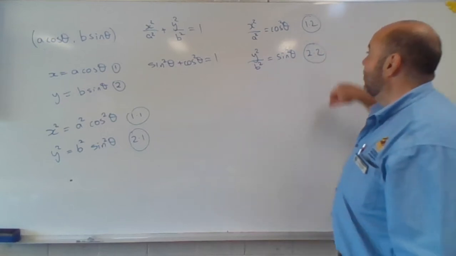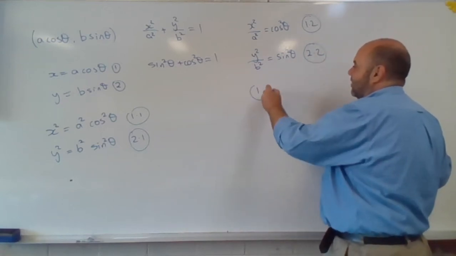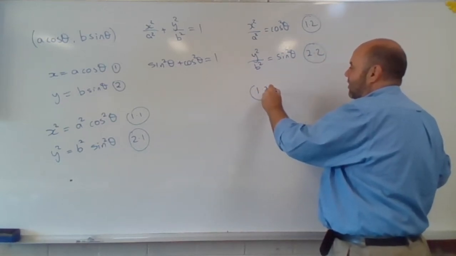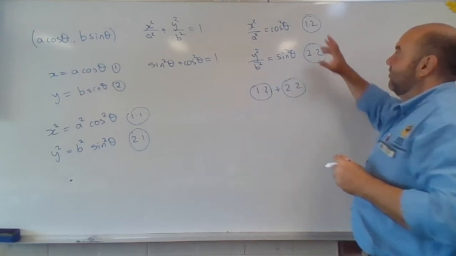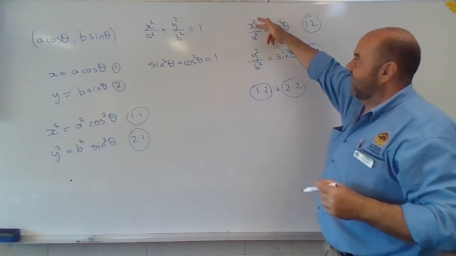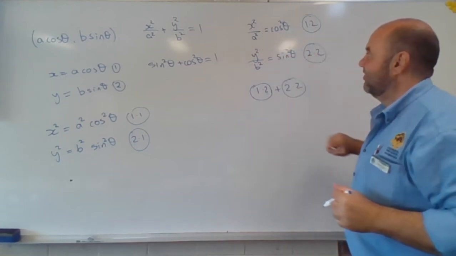Now, if I add these two equations together, well, I get x squared on a squared plus y squared on b squared.